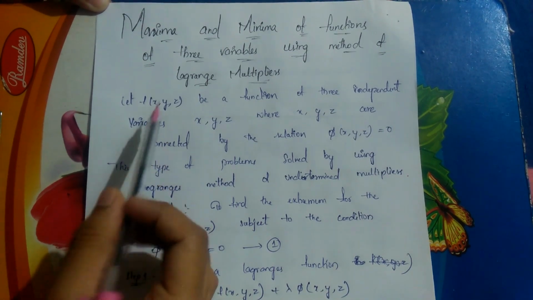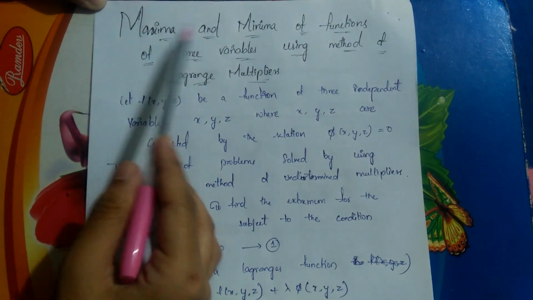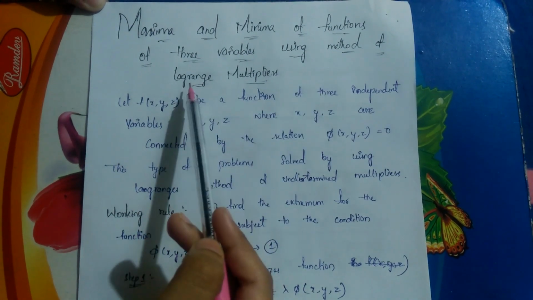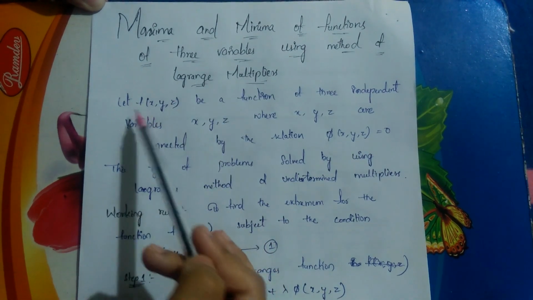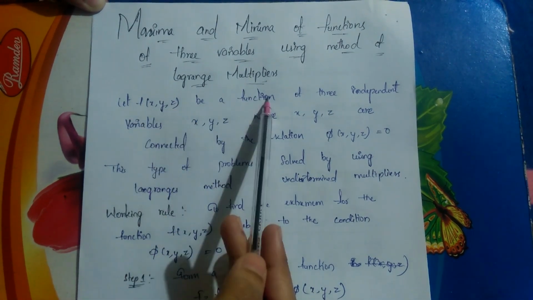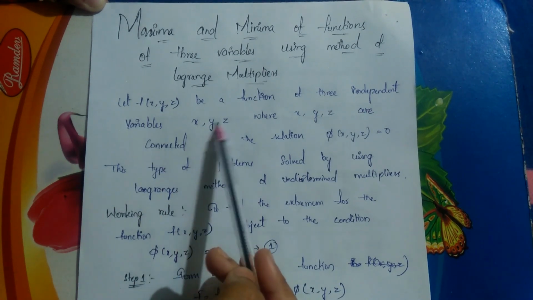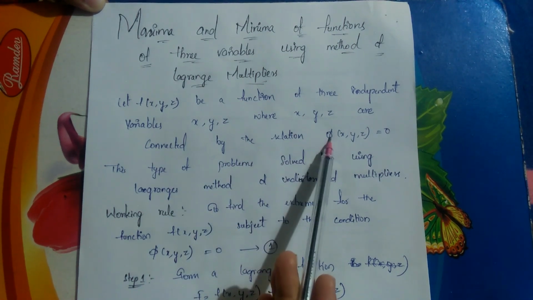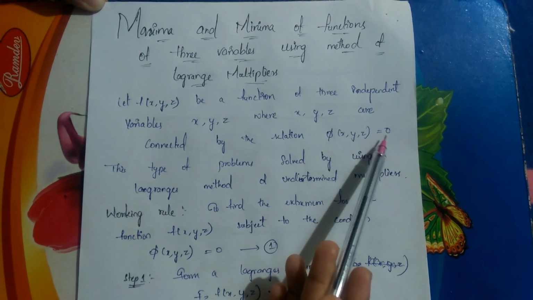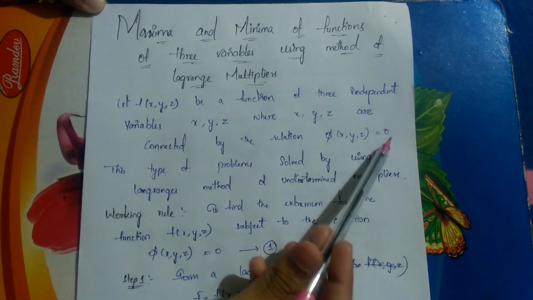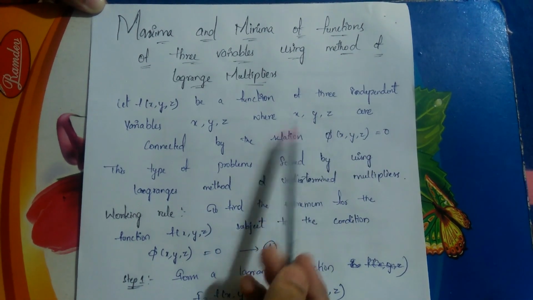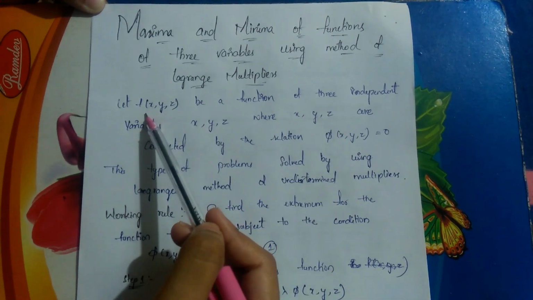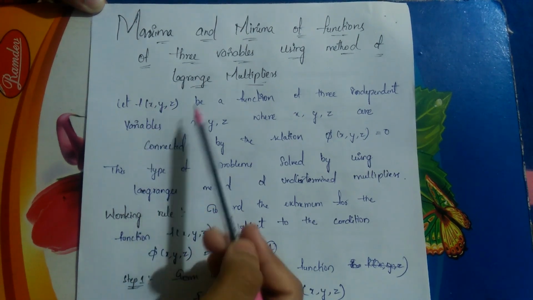Here we shall see a new topic, that is finding maxima and minima of a function of three variables using the method of Lagrange multipliers. Let f of x comma y comma z be a function of three independent variables x, y, z, where x, y, z are connected by the relation phi of x comma y comma z equals 0. So this is a condition, and these are the independent variables of the function f of x, y, and z.